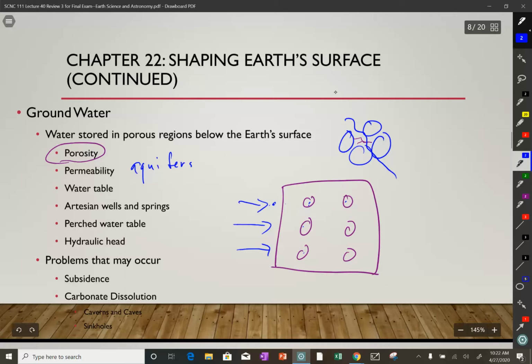Now, in the soil, if this red line is the surface of the earth, we have down here the water table.